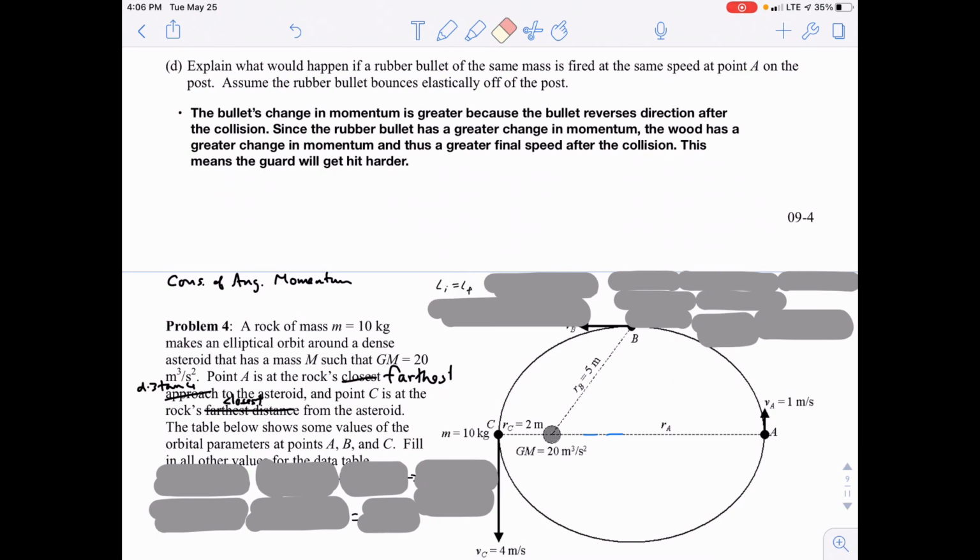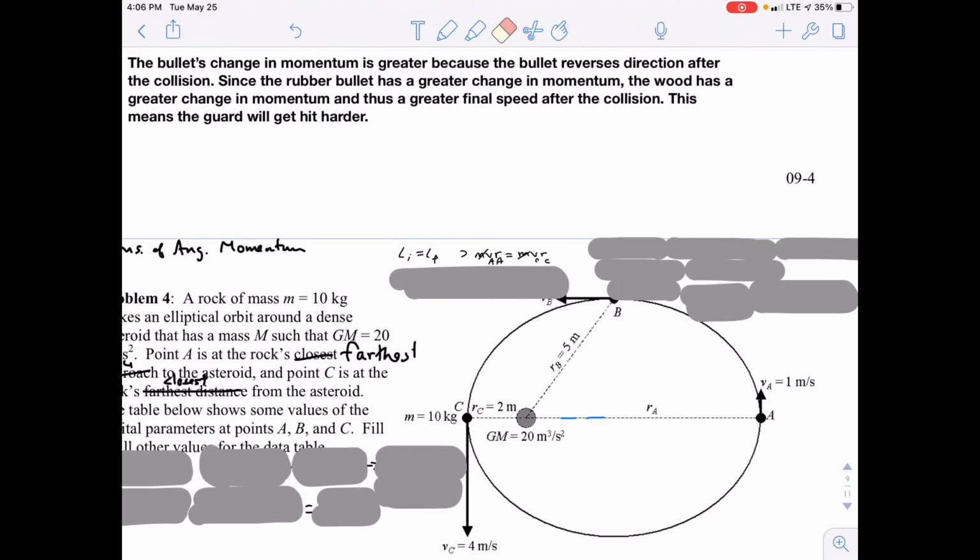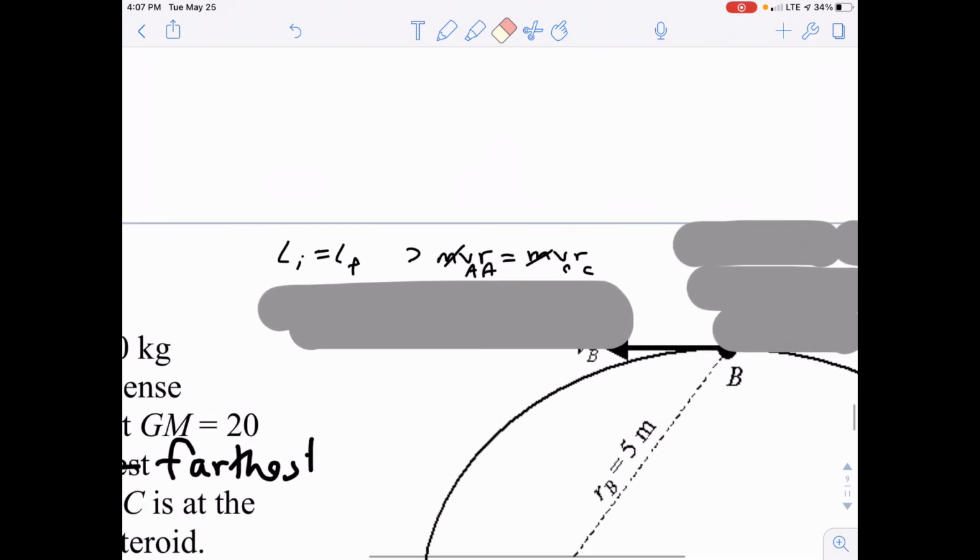L initial equals L final, which means MVR of the mass, whatever this mass is, at point A over here equals MVR of the mass at point C over here. The momentum is the same. But the mass is also the same, so I could cancel the mass.